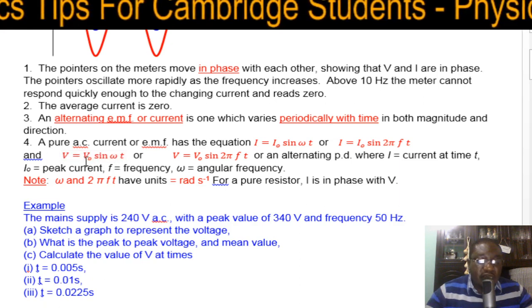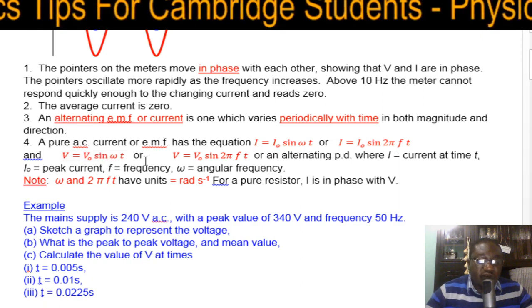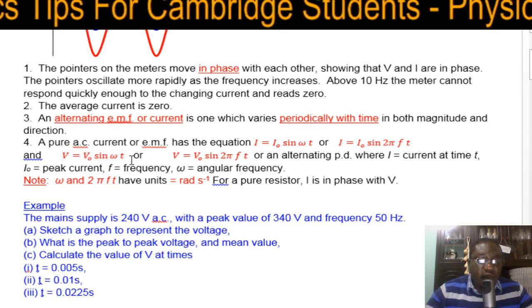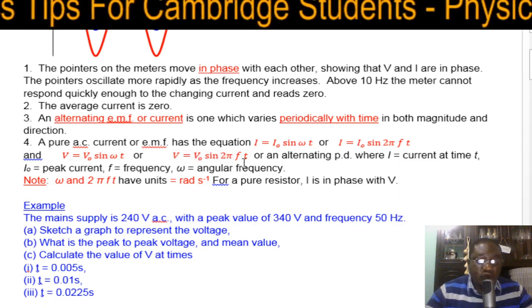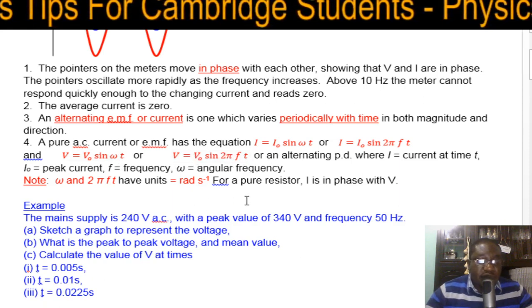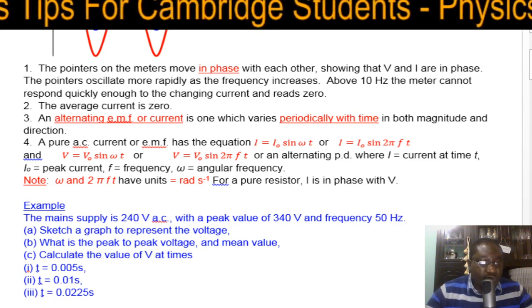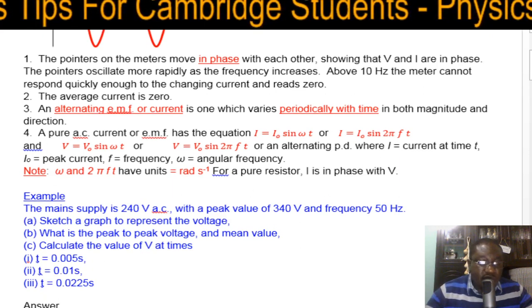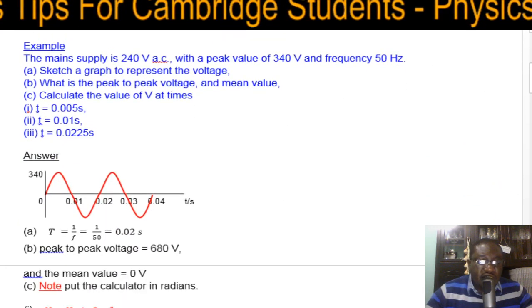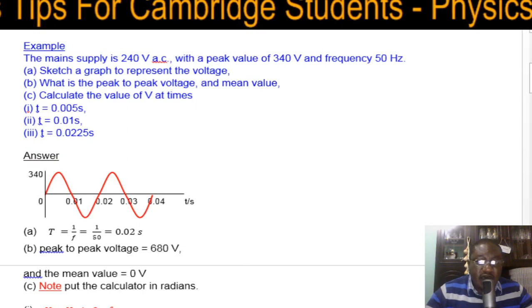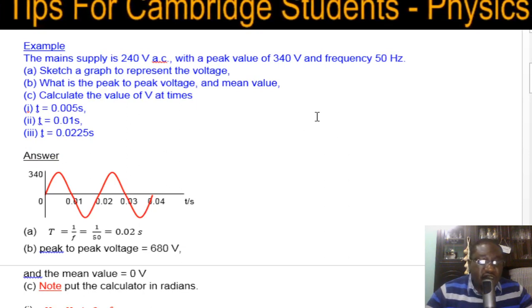V naught is the peak voltage or the amplitude, and V is the actual waveform. Omega can be substituted again by 2 pi f to give V naught sine 2 pi f t. Omega is measured in rads per second. Let's look at this example. The main supply of a tube is 240 volts AC with a peak value of 340 volts and frequency 50 Hertz. Sketch a graph to represent the voltage.